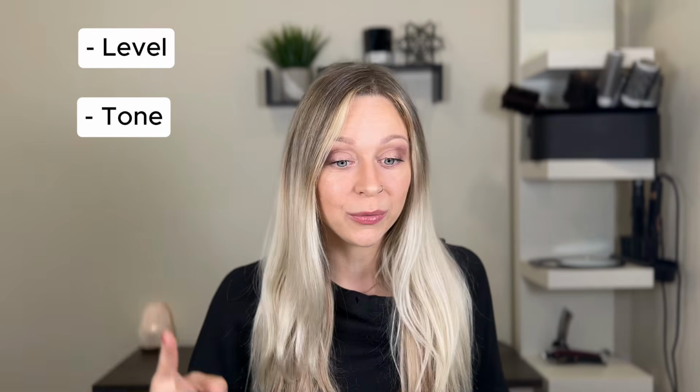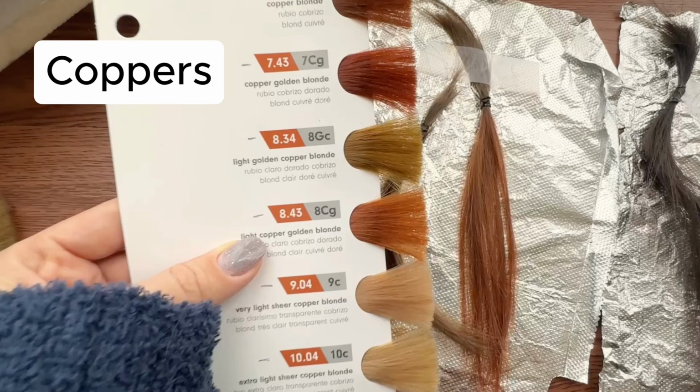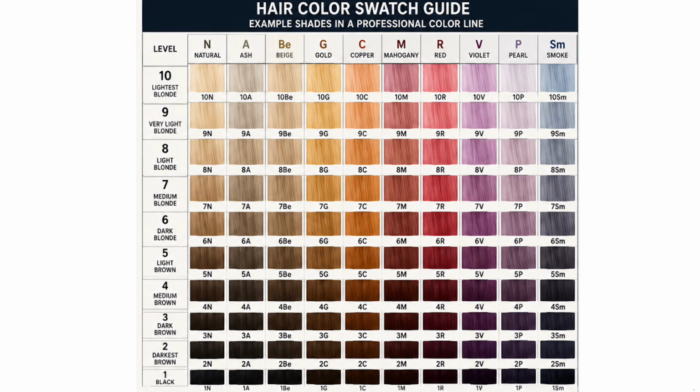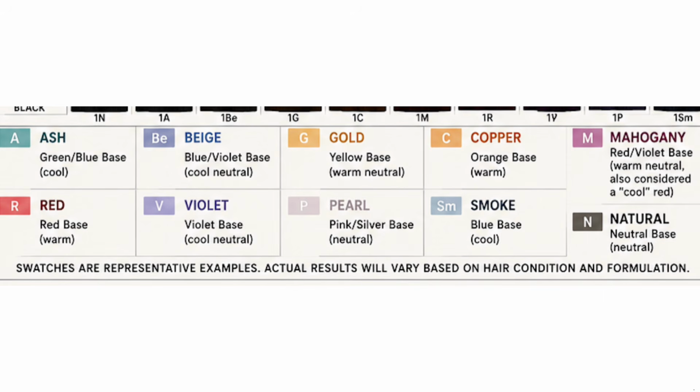as the tone. First, determine if it's warm, neutral, or cool. Then, if you can, narrow it down a little bit further. If it's warm, is it copper or is it red? If it's neutral, is it more of like a brown or is it a little more beigey? And if it's cool, is it ash? Is it violet? On the screen, I'm going to put some common hair color shades as well as what their base is, whether it's warm, cool, or neutral. And this is going to make it a little bit easier for you.